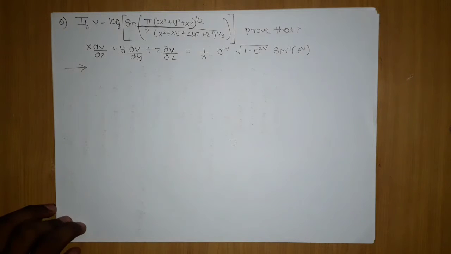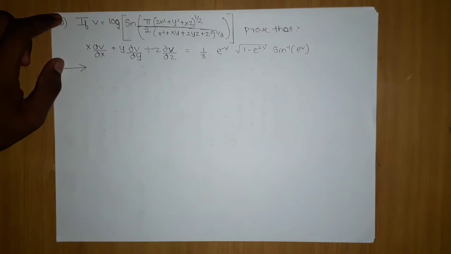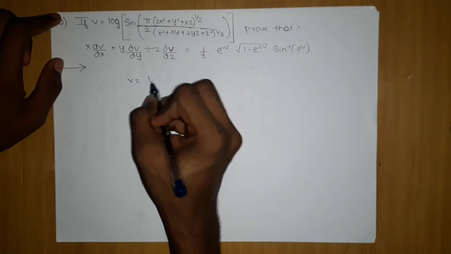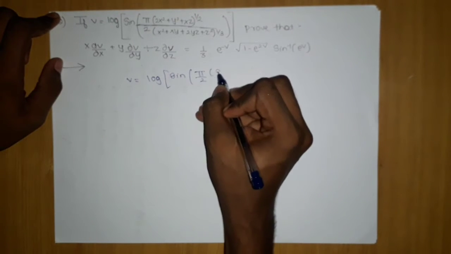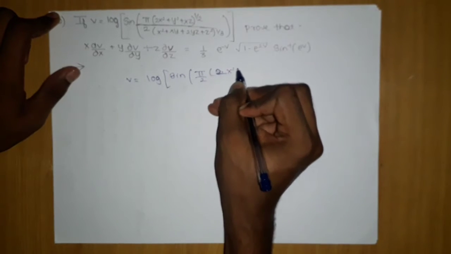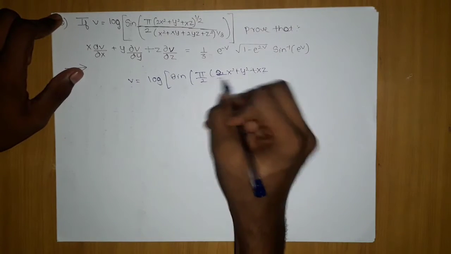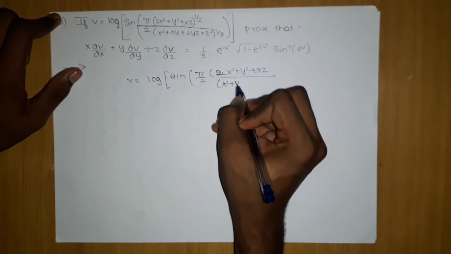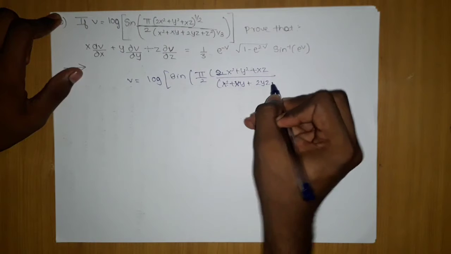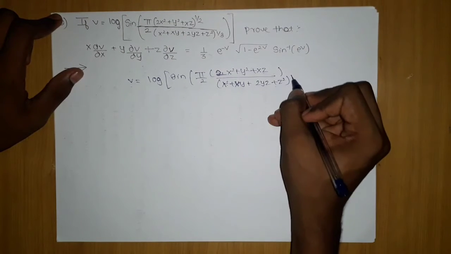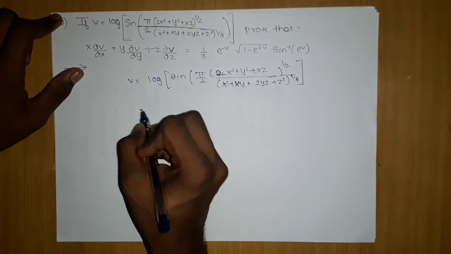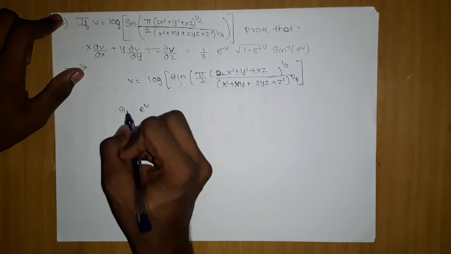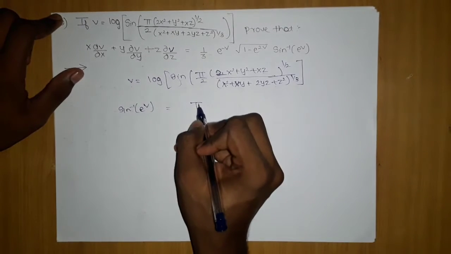Here you can see it is log of something like that, so you get an idea of what you have to do. You have to go with the deduction theorem. V equals to, you have to first write this thing, xz the whole upon x square plus xy plus 2yz plus z square the whole power, here it will be 1 by 3 and here it will be 1 by 2, bracket close. I will move it here, it will become e^v. I will move this here, it will become sin inverse e^v. Okay, hope you have understood this step properly.